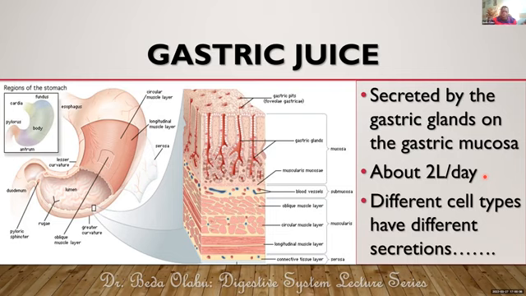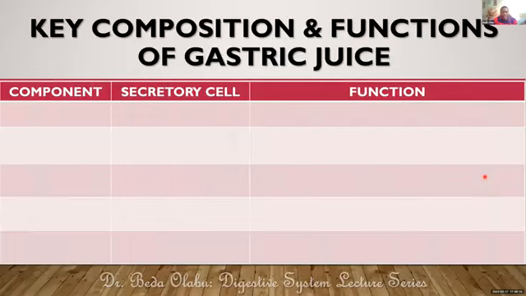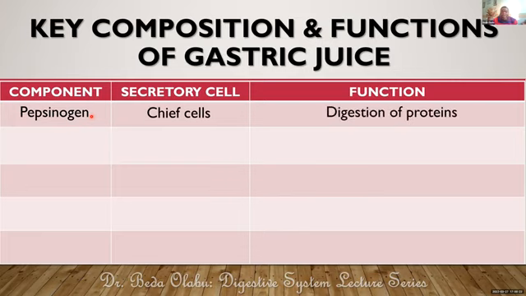Now let's look at the contents of the gastric juice, apart from water, basically. Gastric juice contains pepsinogen, which is from the chief cells. The key role of pepsinogen is the digestion of proteins. What happens is that pepsinogen becomes converted to pepsin. And pepsin is the enzyme that helps in the digestion of proteins.